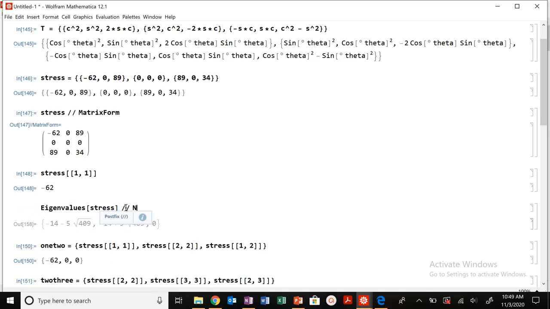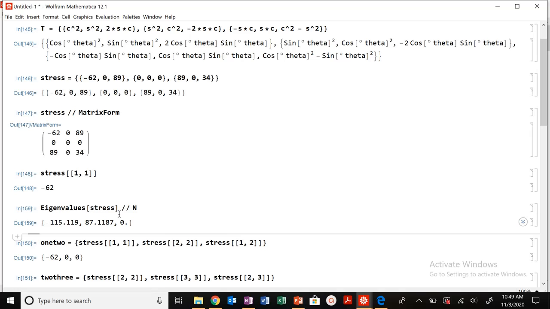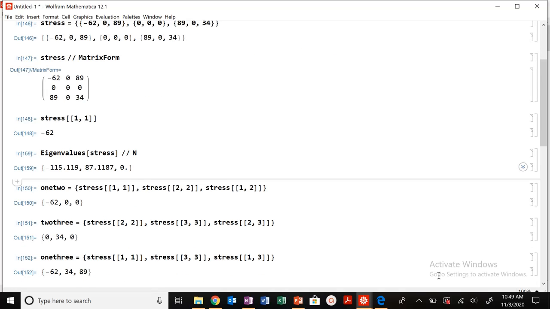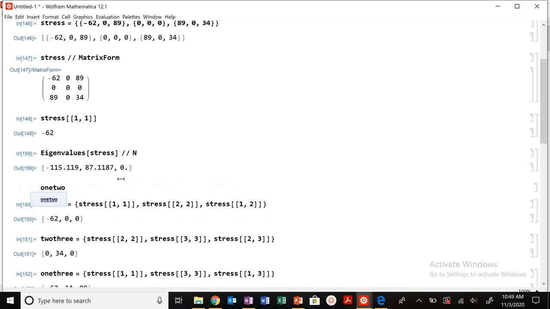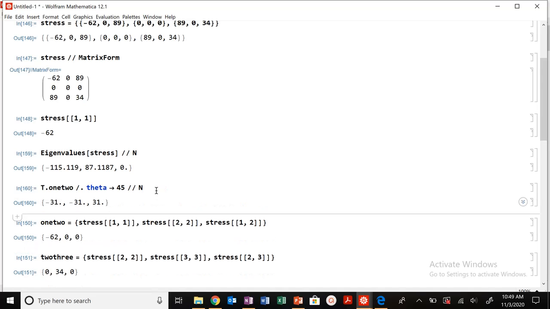So let's look at that numerically here. Oops. And it should be this, this, and this. So again, if I want to rotate my 1, 2, I'll do t dot 1, 2. If I'm rotating by theta, if this is my principal stress state, I know a theta rotation of 45 degrees will get me into my maximum shear. So this should be a value of 31. Let's see if that makes sense. Yep, minus 31, minus 31, perfect.